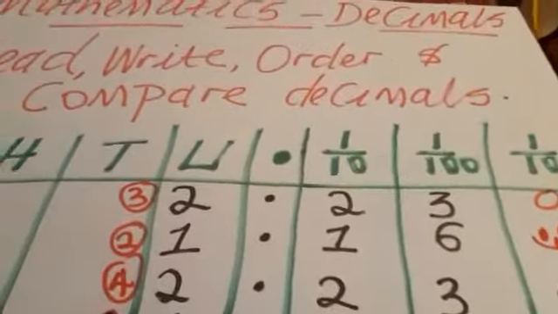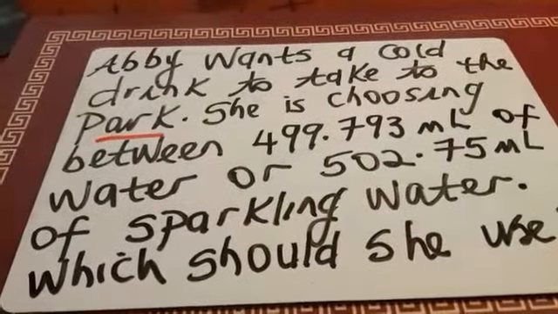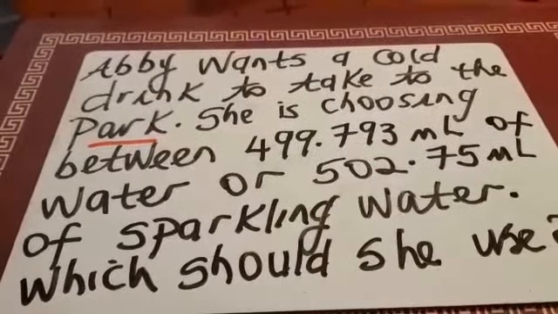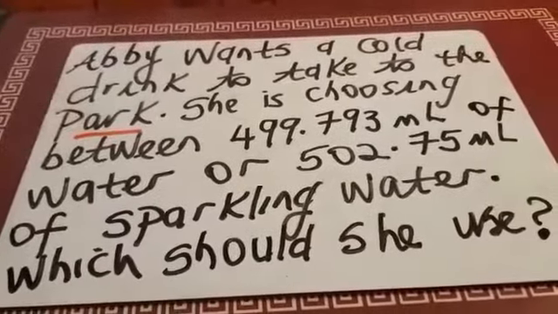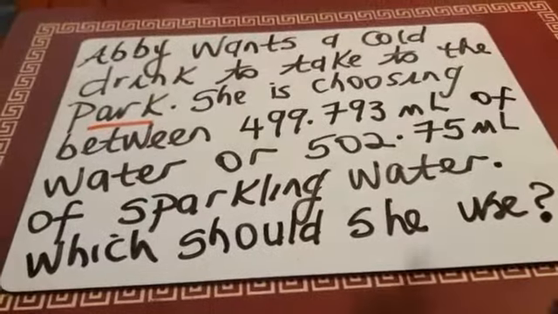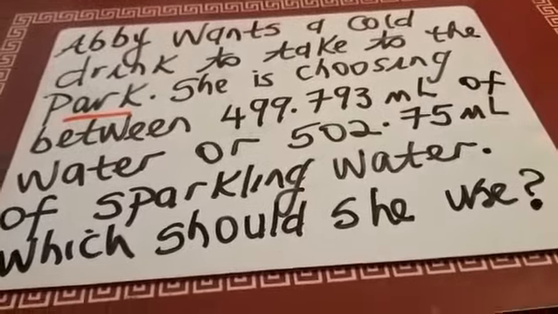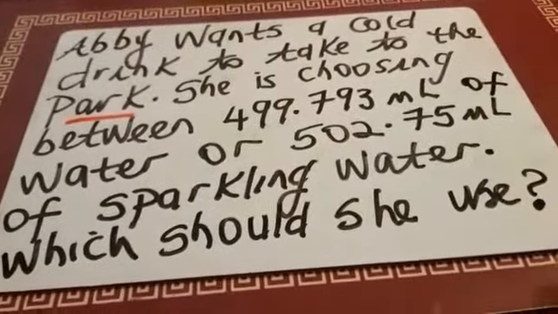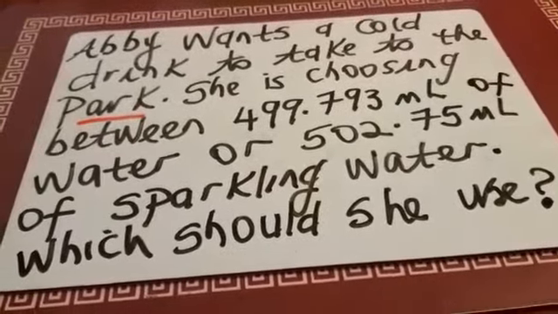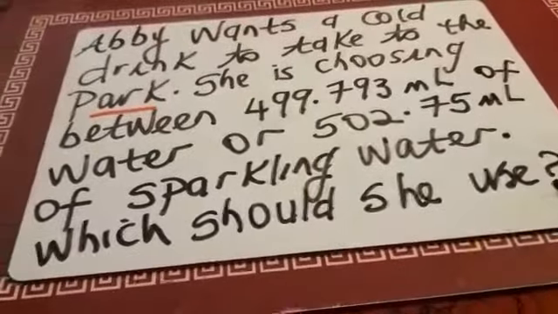So now let's go to a word problem. So here we go. Abby wants a cold drink to take to the park. She is choosing between 499.793 milliliters of water or 502.75 milliliters of sparkling water. Which should she choose? So you can see it's a very warm day. She's going to the park. So she's going to need to be hydrated and drink lots of water. So which one should she choose?